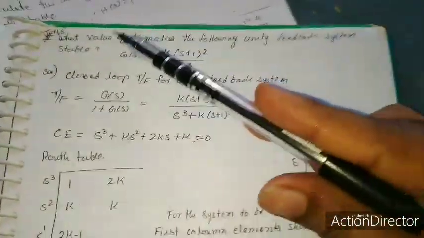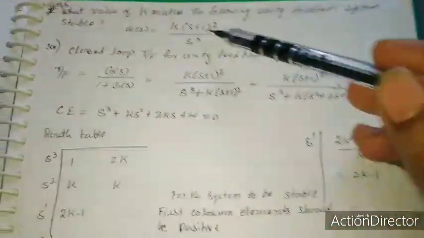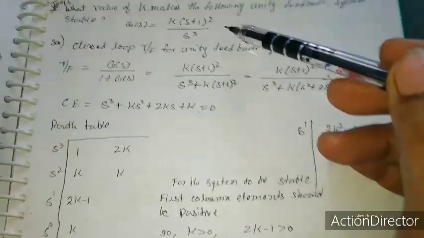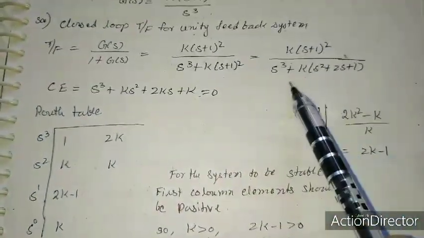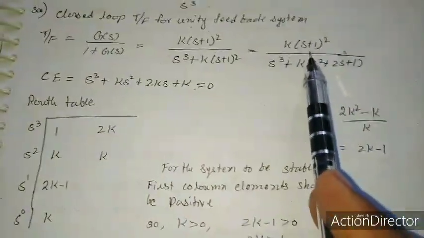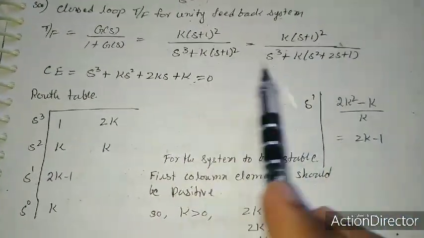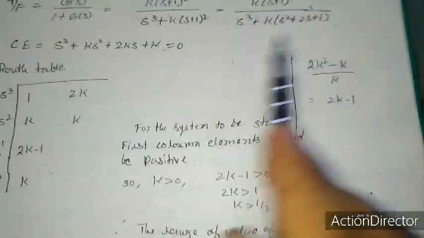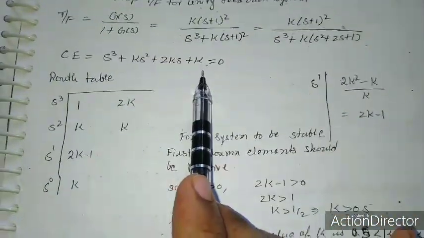We'll see some more problems on this. Suppose they gave us this equation, asked in July 15th: find the value of k for the unity feedback system, G of s equal to k into (s plus 1) whole square divided by s cube. If I find the closed loop transfer function, I get k into (s plus 1) whole square divided by s cube plus k into (s plus 1) whole square. I expand that, and the denominator is taken as the characteristic equation.